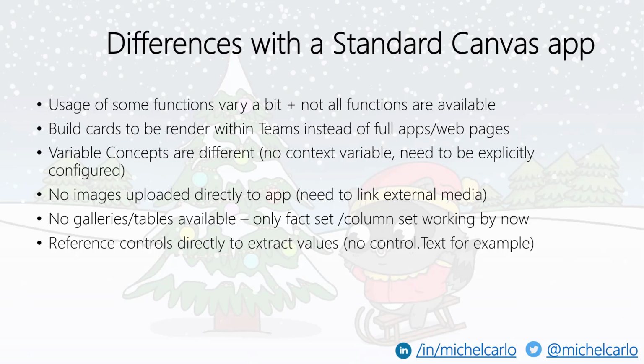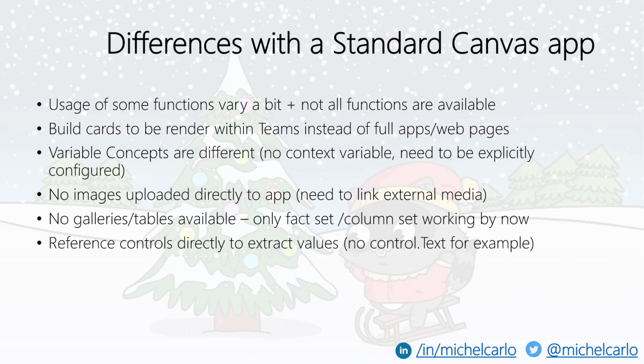You cannot upload media files or images directly to the app. So for example, if you want to use an image inside of your card, you need to link to external medias. For example, a public hosted image such as an Azure blob. We don't have galleries and tables available in cards. If you want to display a list of information, you only have available some controls called fact set and column set. At the moment, those are the only ones working.